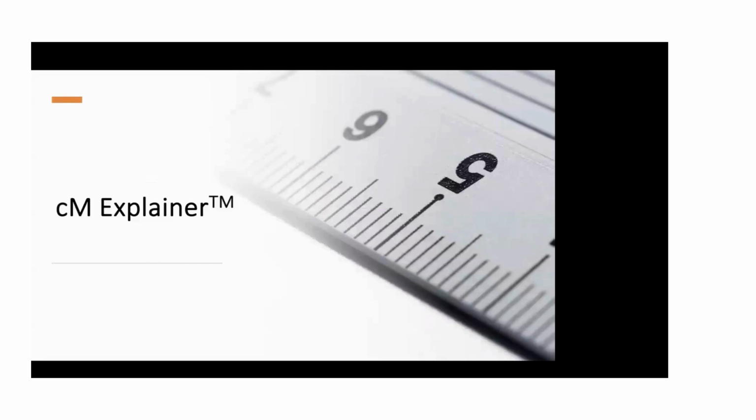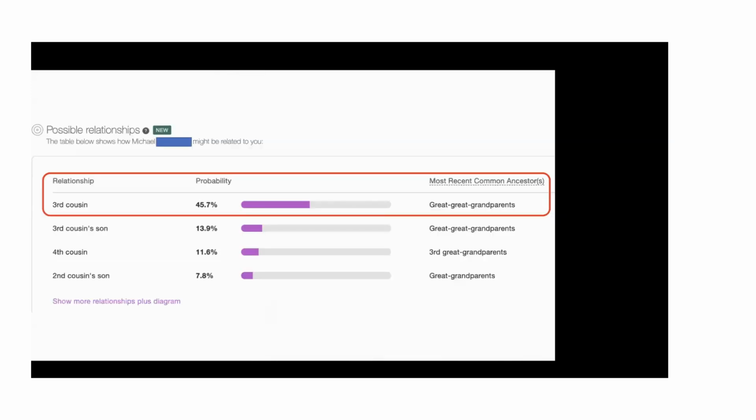Moving on, CM Explainer. Another feature included in the DNA match review is CM Explainer, where CM stands for centimorgans. This tool uses the amount of shared DNA and your ages, if known, to fine-tune relationship predictions and show a probability for each possible relationship.